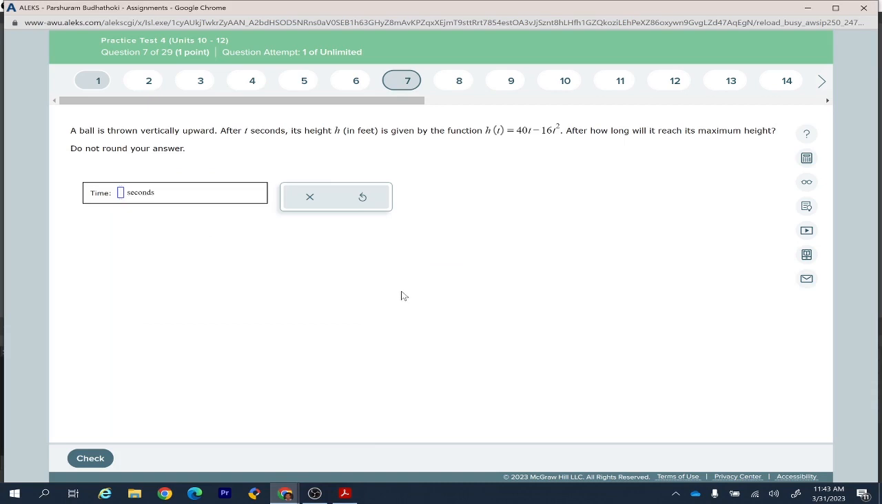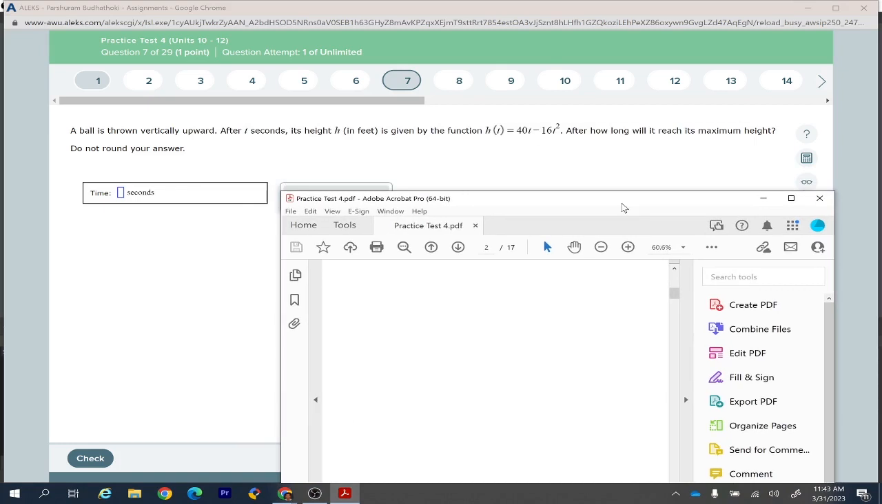Question number 7, a ball is thrown vertically upward. After t seconds, its height h in feet is given by the function. This is a quadratic function that represents height after time t: 40t minus 16t squared. After how long will it reach its maximum height? So it's asking us to find the time. You can see here this is a quadratic function, -16t squared plus 40t, and because the coefficient of t squared is negative, the graph would look like this. So you are looking for this point, which is the vertex.